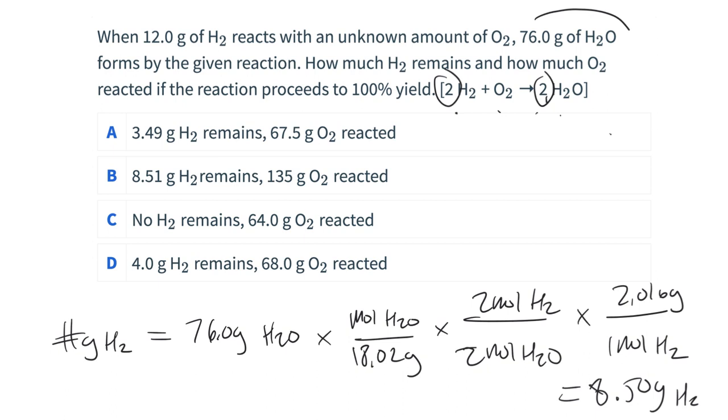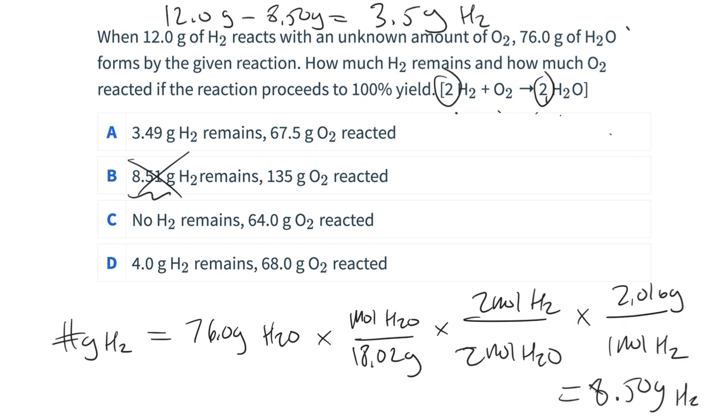Now, the one place to be careful of is that that's not the hydrogen that remains, that's the hydrogen that reacted to produce the water. We had 12 grams of hydrogen, so the mass of hydrogen that's left over is 3.5 grams. So we have 3.5 grams of H2 that remain after this reaction is completed. So I have 3.5 grams of hydrogen that are left over once this reaction had reacted to 100% yield.